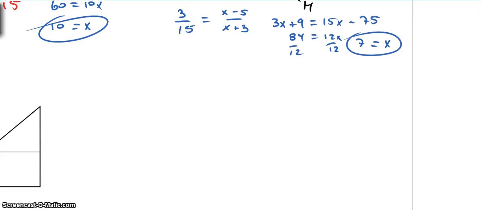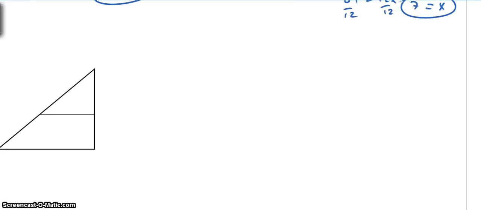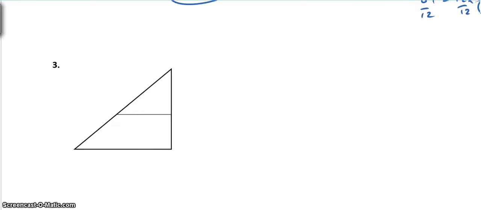Now let's have some fun. The third and final example, I'm going to tell you we have parallel lines. I'm going to tell you this piece is 2. This piece is a little longer at 3. The base is 3x plus 1, and the base is 2x minus 2.